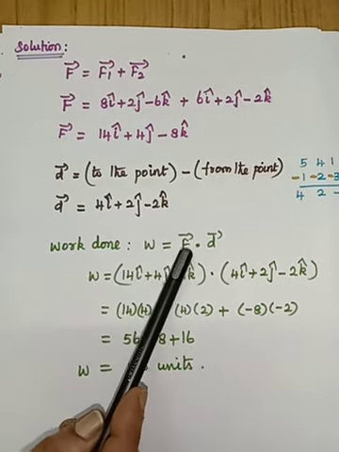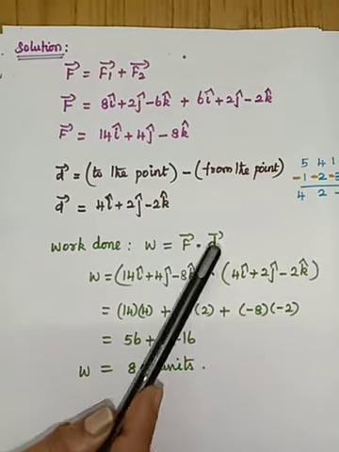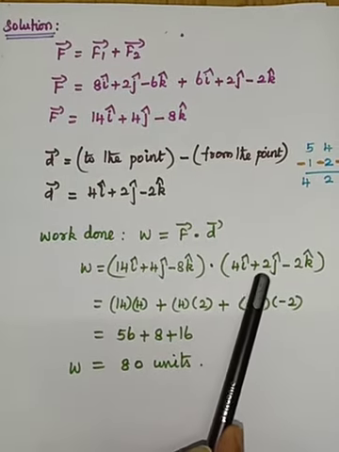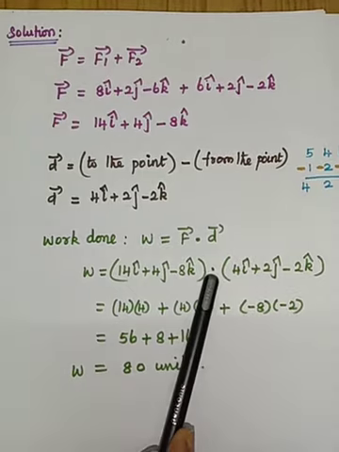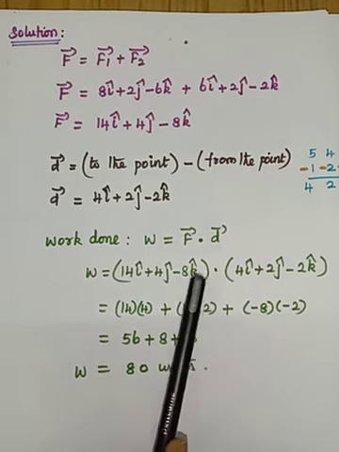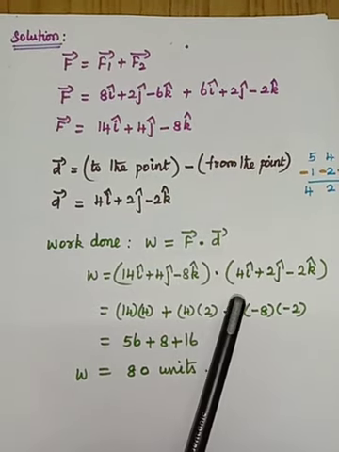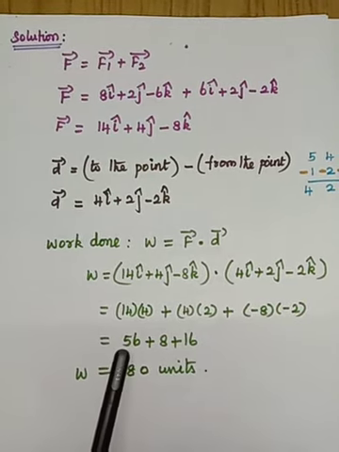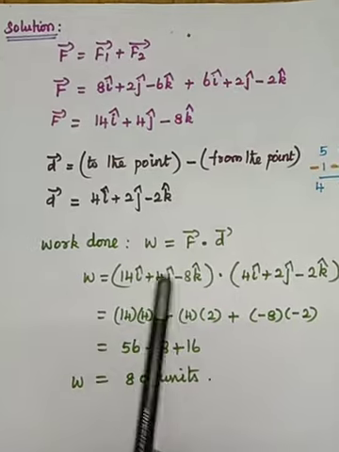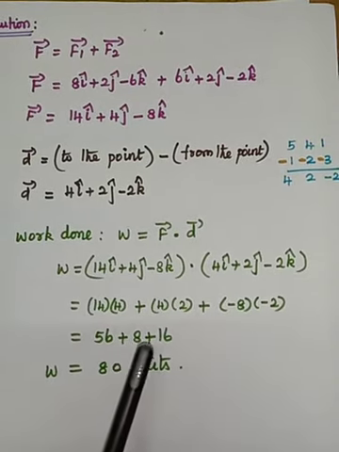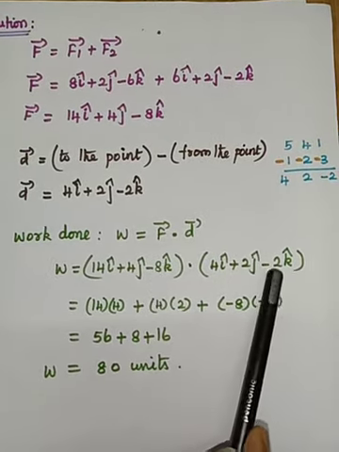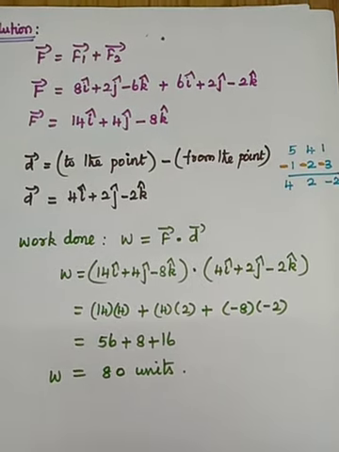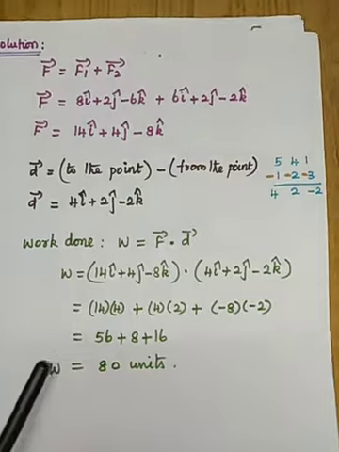Write the formula F vector dot D vector. So you have to take the dot product between the force and the displacement. How to take the dot product in terms of components? The same components have to be multiplied, then you have to add. So 14 into 4 is 56, plus 4 into 2 is 8, plus minus 8 into minus 2 is plus 16. While adding, that is 80. That is the work done by the force.